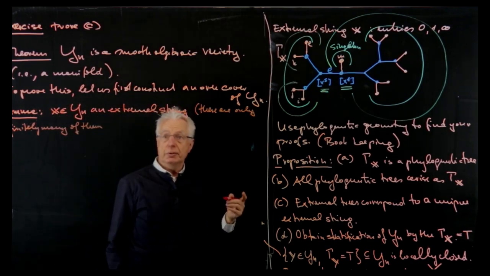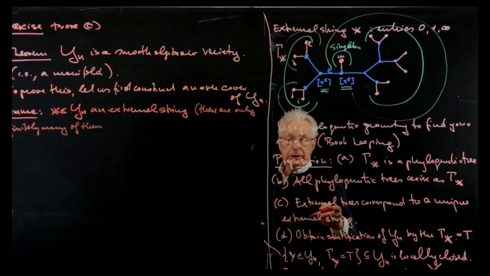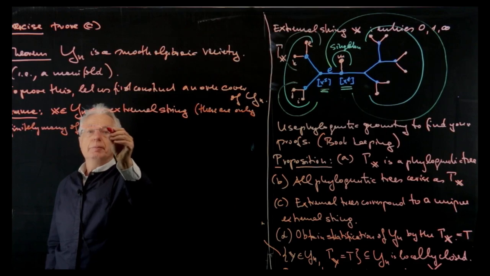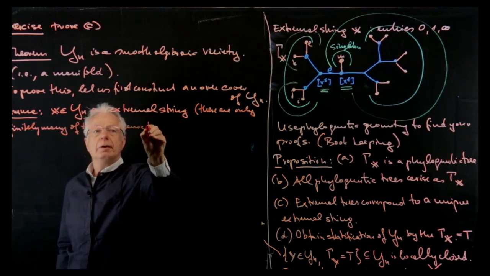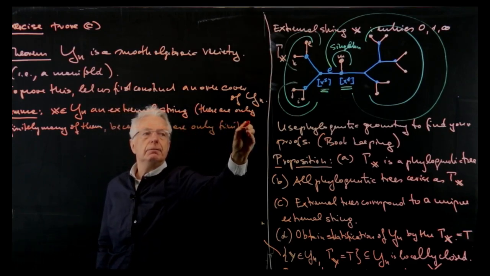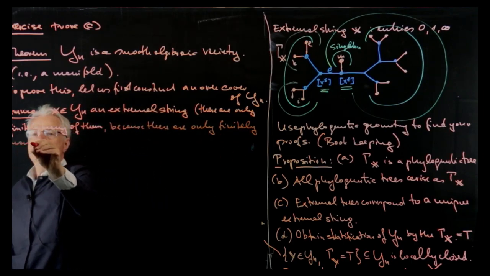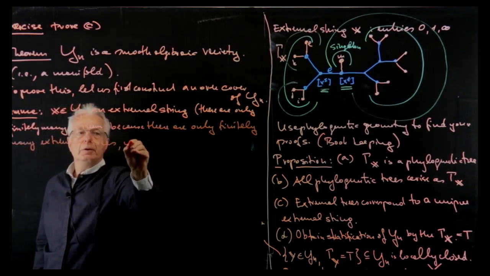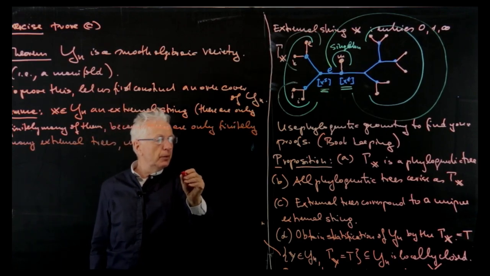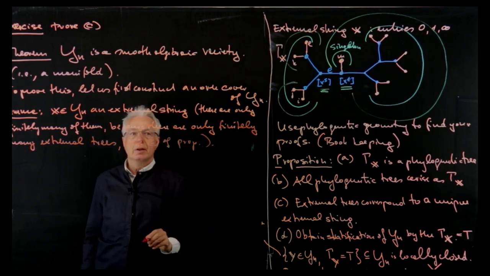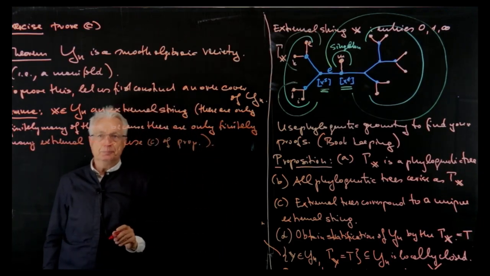Why? Yes, because we know that the extremal strings are characterized by extremal trees, and extremal trees with n leaves, of course, there are only finitely many. This was used in the proof of the proposition. But we don't use that there are only finitely many.